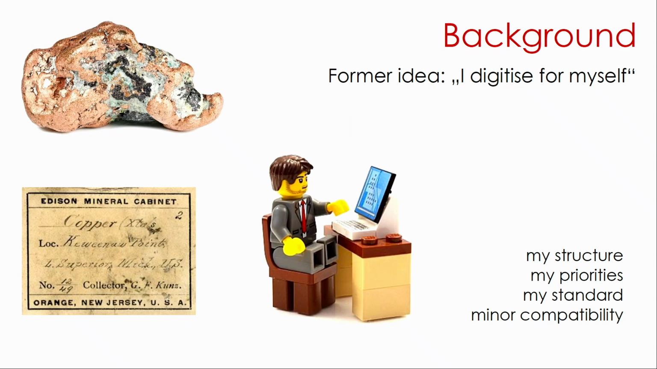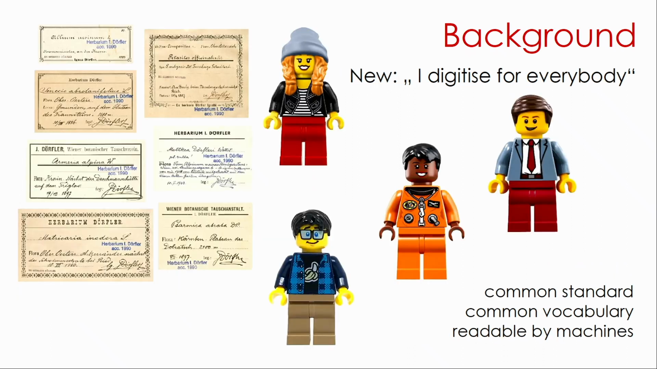Well then, that means we made our own structure, I made my priorities, I used my standards that I understood the most, but honestly speaking, it was not even compatible with the curator sitting in the next office. We should change that because now we would like to actually use all the data we have, to share the data, to bring the data together, and not only in our institution, but honestly speaking, worldwide. And we would like to have this in an efficient way.